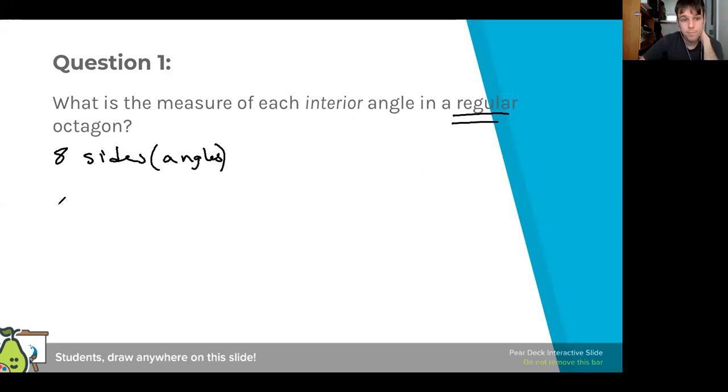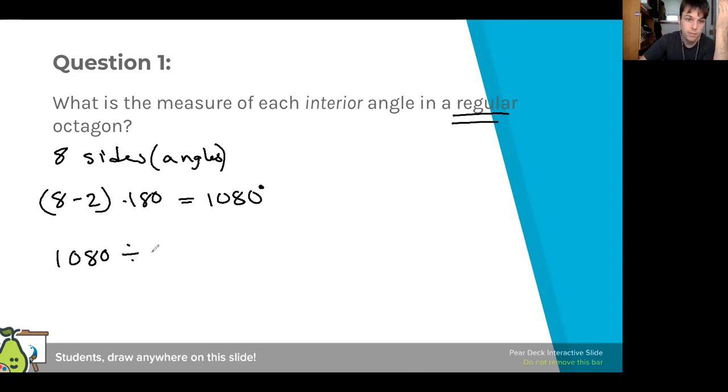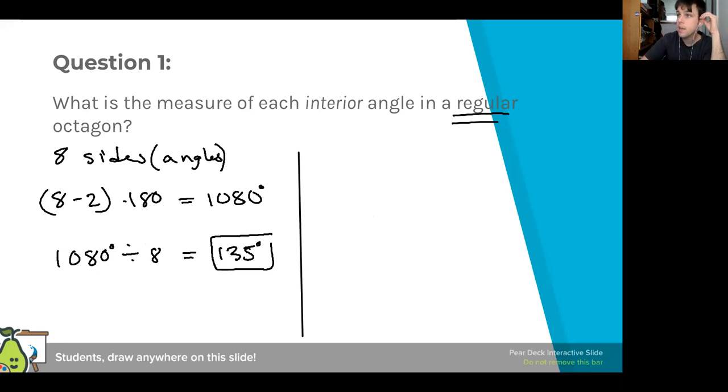Let's find the angle sum. So let's say 8 minus 2 times 180. That is 6 times 180, which is 1,080 degrees. Since I know there are 8 of them, I just simply divide it by 8. There are 8 congruent angles, so divide this by 8. We figure out that each angle is exactly 135 degrees in an octagon. So there we go. That was our direct method. It's a totally fine method, not too bad.